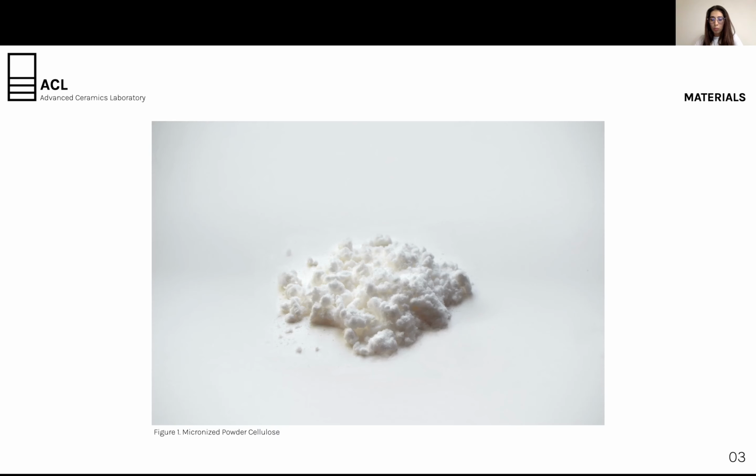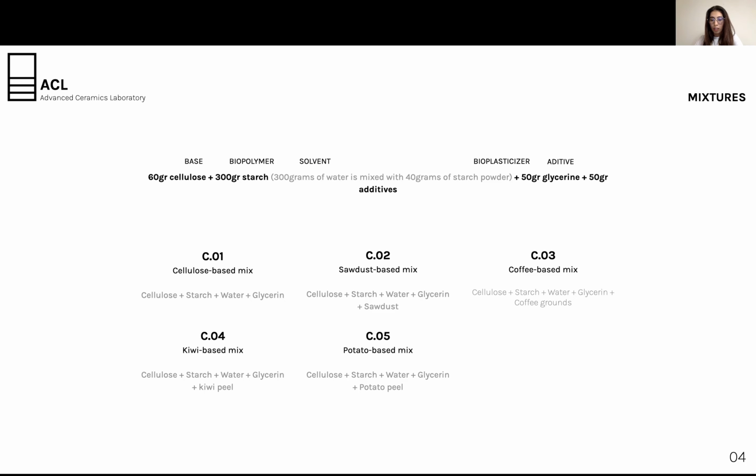Wood is the most important raw material in the evolution of man. Cellulose is the most abundant polymer in nature, and it is a natural material, biodegradable and recyclable. To produce a cellulose-based mixture, it is necessary to have a base, a biopolymer, a solvent, a bioplasticizer and additives, if necessary. In order to test the viability of the mixture and to perform a comparison between them, 5 different recipes were developed. These mixtures vary according to additives: sawdust, coffee grounds, kiwi and potato peels.